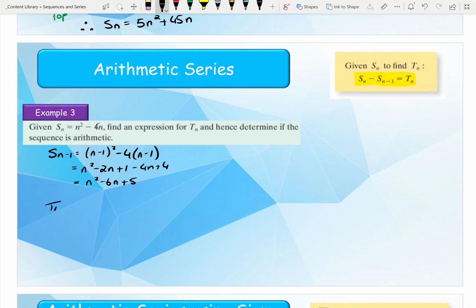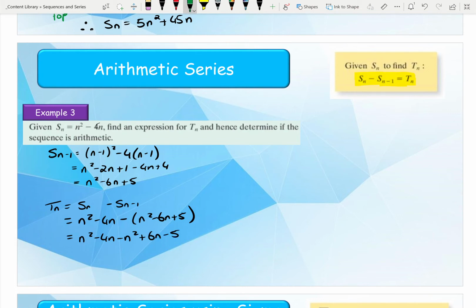So now I'm going to use my formula. Tn is equal to Sn minus Sn minus 1, apologies, which now we're going to sub in here what we know. Instead of Sn, we're going to sub in n squared minus 4n, minus n squared minus 6n plus 5. Now that minus here is going to make a minus, a plus, and a minus, which means I'm going to have n squared minus 4n minus n squared plus 6n minus 5.